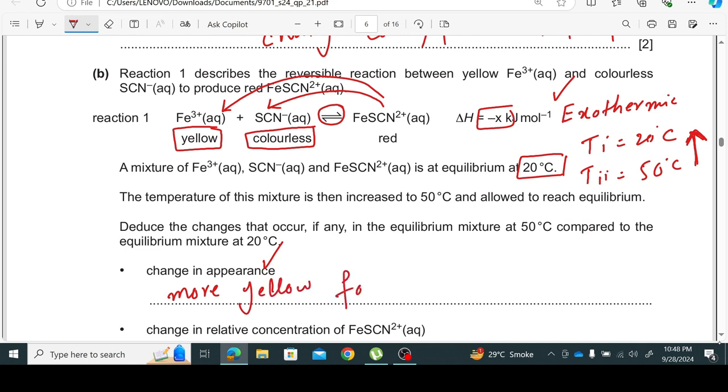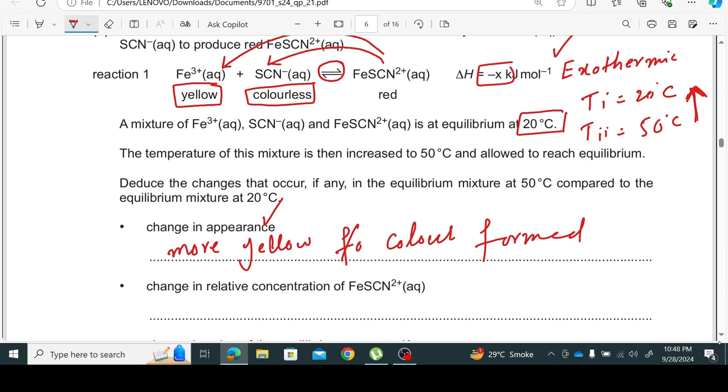More yellow color, sorry, yellow color formed. Okay, because by increasing the temperature your equilibrium will shift to the left. The right hand side has red color but we are going to the left hand side, yellow color. Change in relative concentration of Fe and SCN: when you are moving back, it means the concentration of FeSCN2+ decreases.